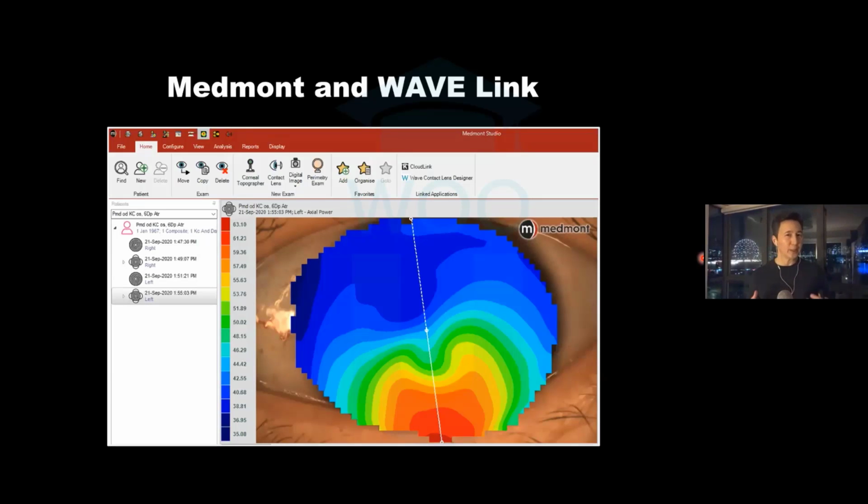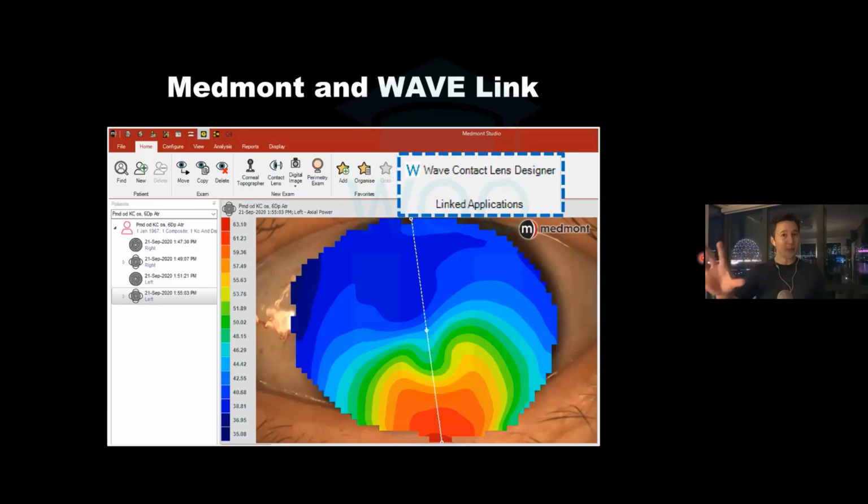In this case, you might default to what your WAVE expert is telling you to use. I believe that a composite map would make the most sense because we're getting so much data out there, but I'll submit to the experts with the WAVE team and what they believe is the best for a scleral fit. Now we're going to go up to that WAVE link in Medmont, just send that map right into the software.